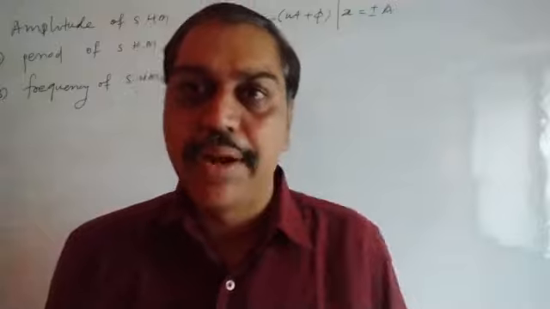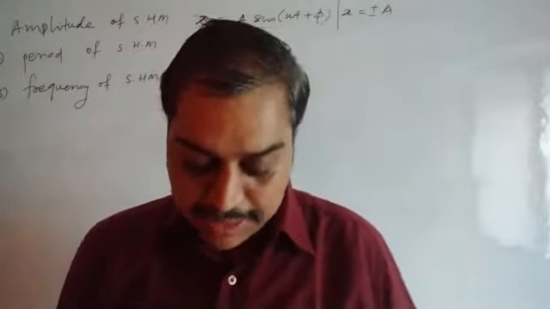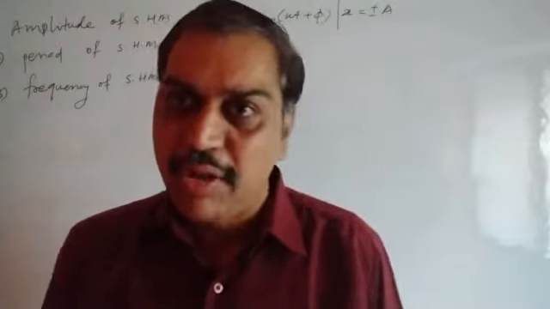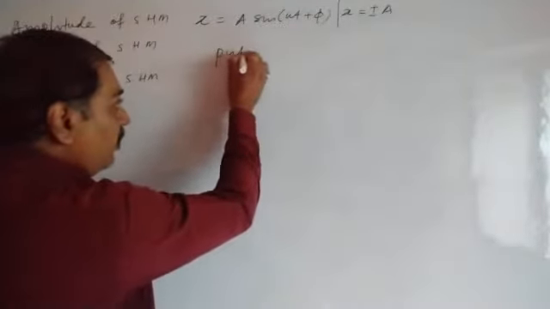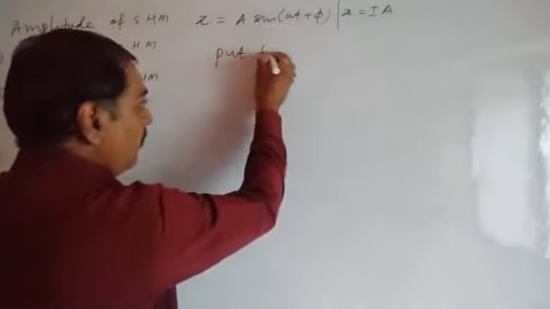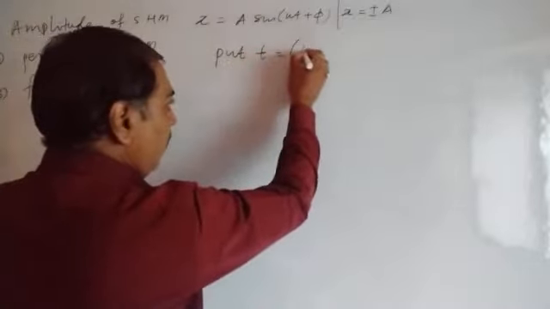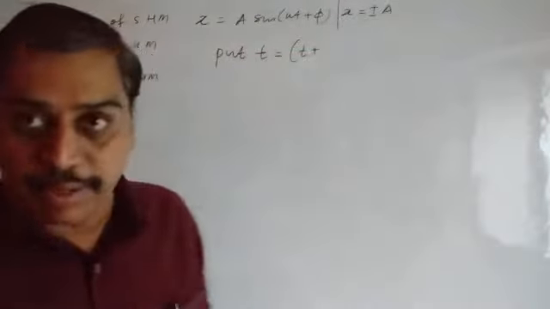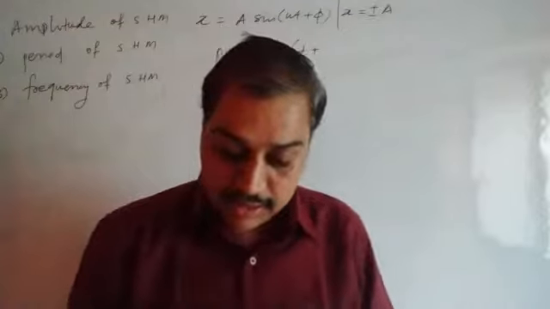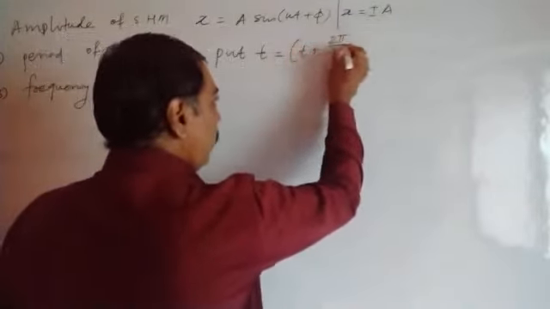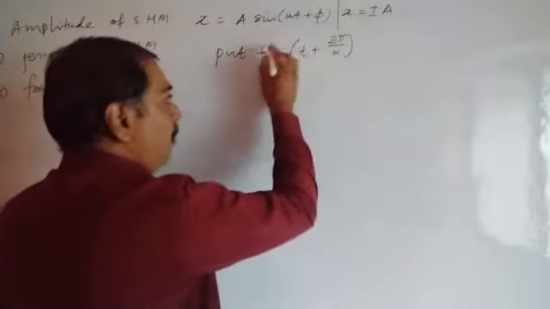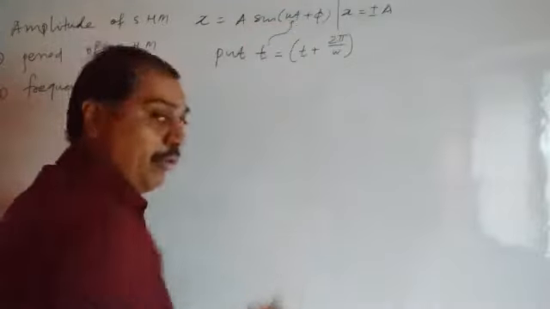Let's start with the period of SHM. So what exactly is the period of SHM? Let us suppose we put in this equation t equal to t plus 2 pi by omega. If we put this value, t plus 2 pi by omega, let's see what we get here. Put this value of t in the above equation.